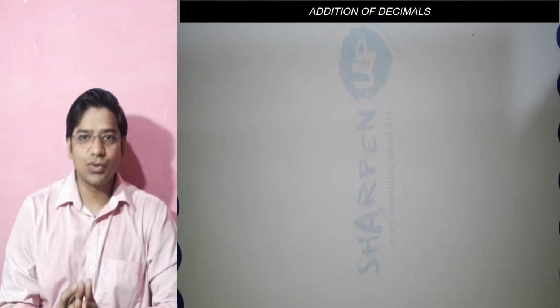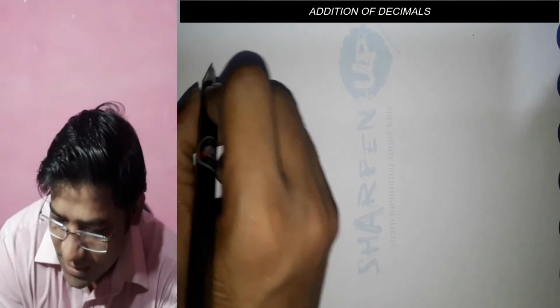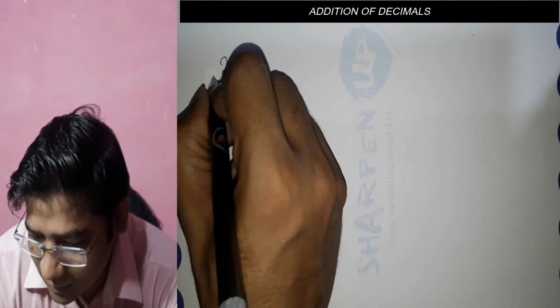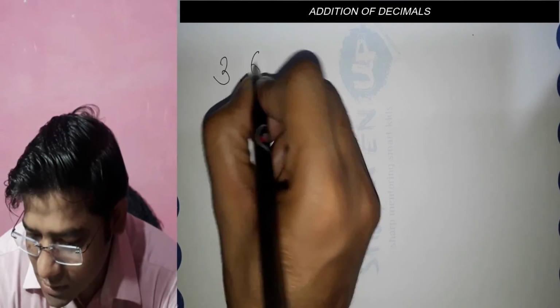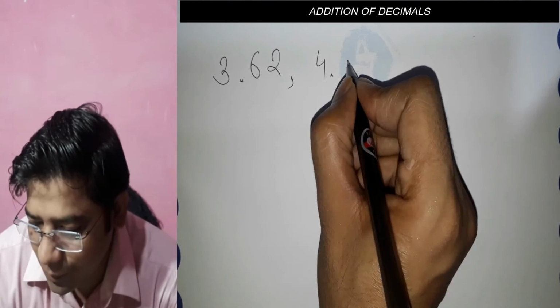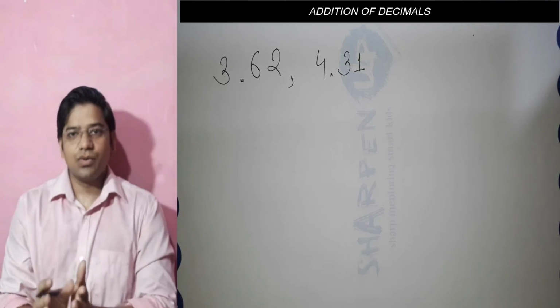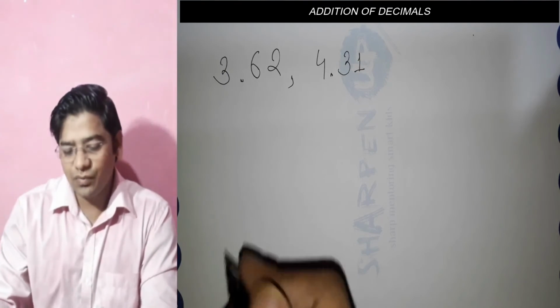Okay, now learn how to add decimals. For addition, suppose I have two decimal numbers, 3.62 and my second decimal number is 4.31. So how to add them? We can see that they are like, so we can easily add them.